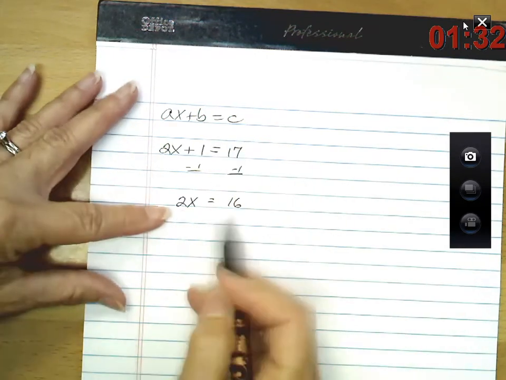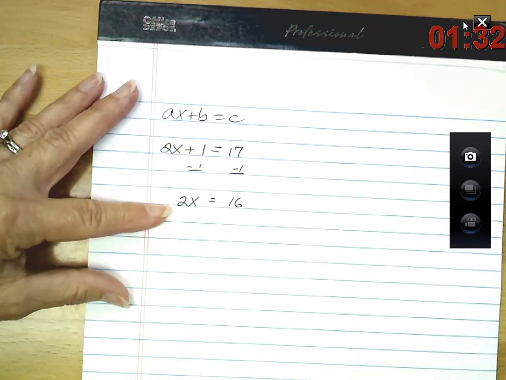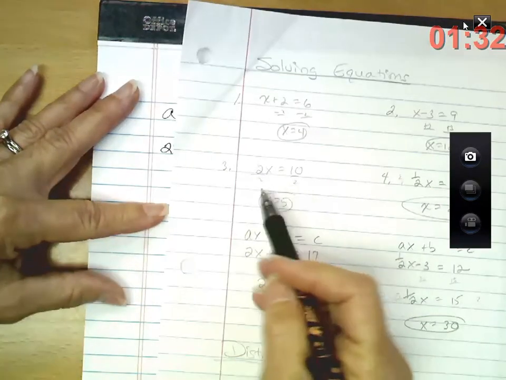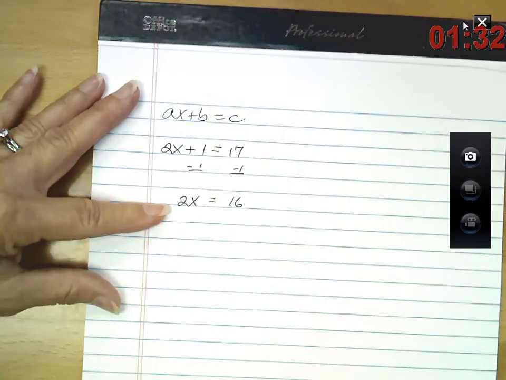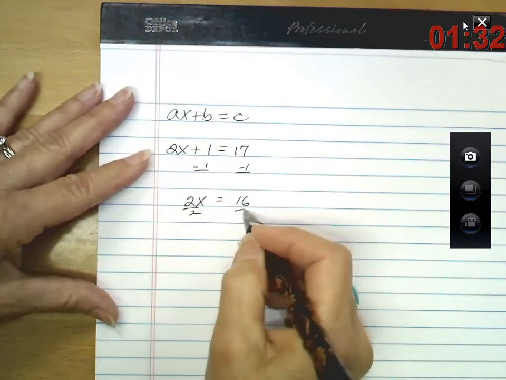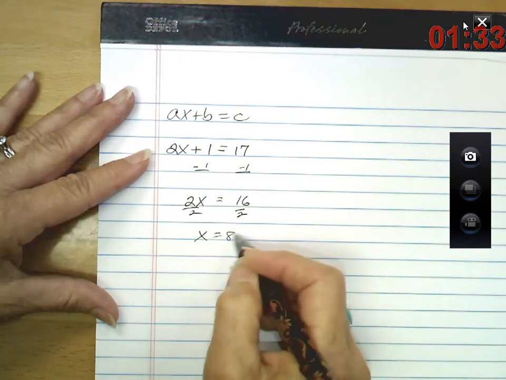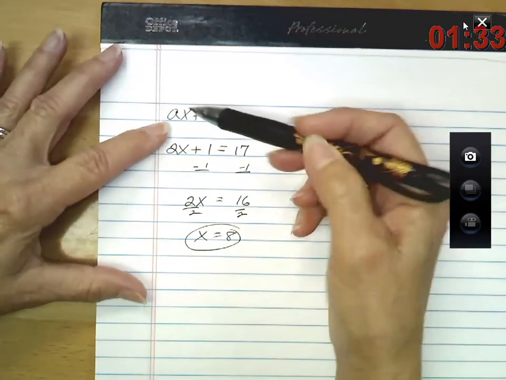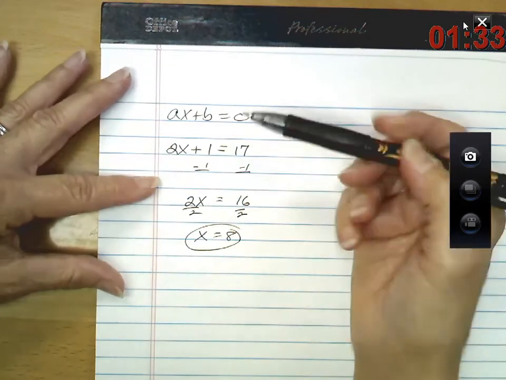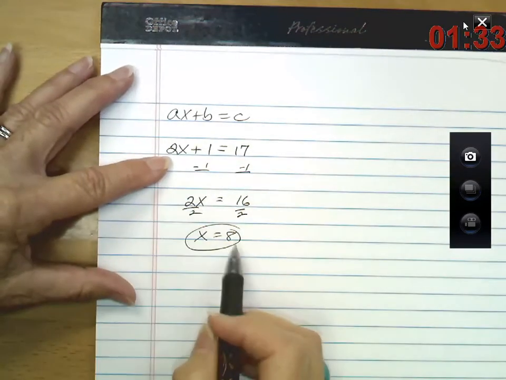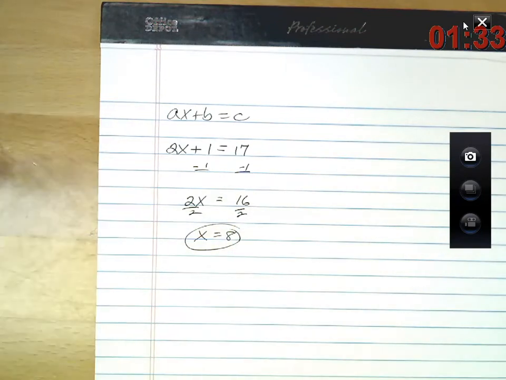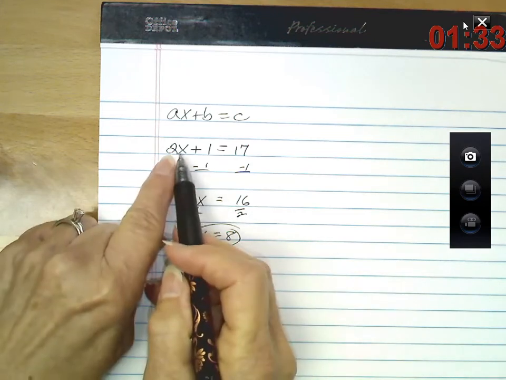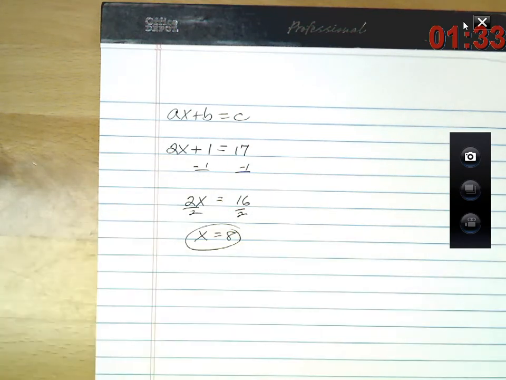And then this turned into this type of equation, which you already know how to work. Divide 2 into both sides. So we divide 2 into 2, so x is 8. Now you can check it. 2 times 8 is 16 plus 1 does give you 17. So you can check every equation by putting it back in the problem and seeing if it works.